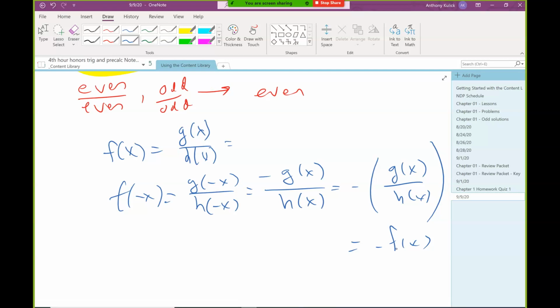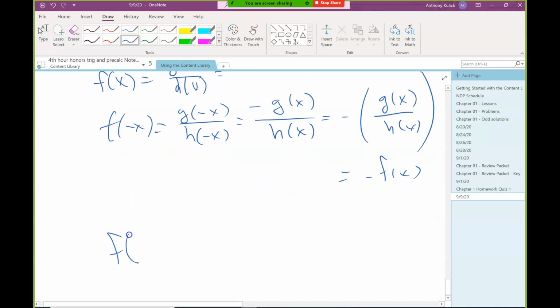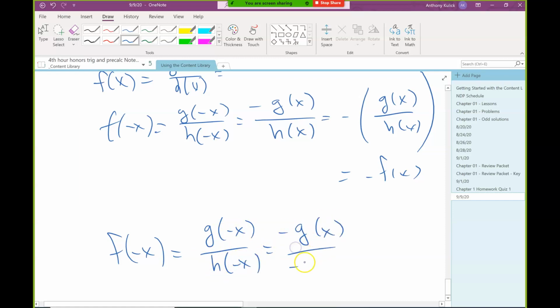Maybe the more surprising one is that odd over odd is even. Why would that be true? Well, in the case that both are odd, this happens, and then the negatives cancel out, and then we're left with f of x, which is what we'd expect for an even function. I think if either one of them is neither, it's going to make the whole thing neither. But I'd have to really kind of think about that one.